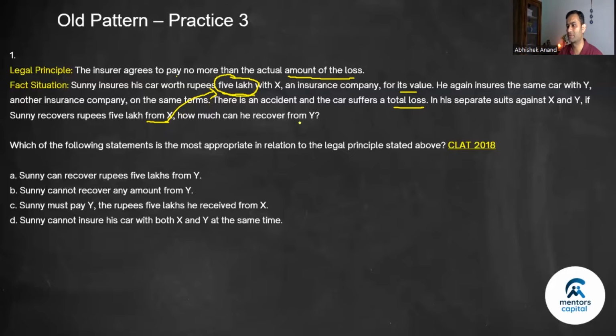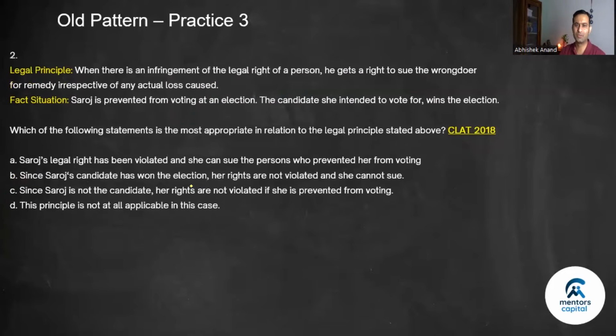How much can he recover from Y? Now he can recover 0 from Y, because he has already got the total amount of his loss, which is 5 lakhs. And therefore the answer is B. Sunny cannot recover any amount from Y. You might think that he can recover 5 lakhs because that is a loss. Once he recovers that amount from X, his loss is 0 because he has recovered the complete loss amount.